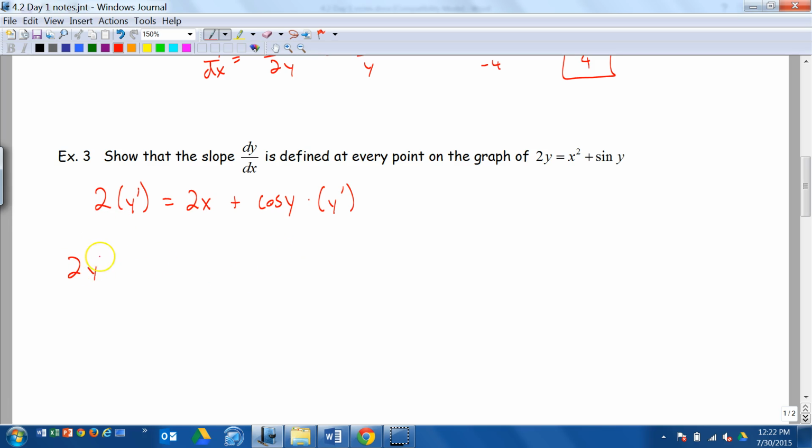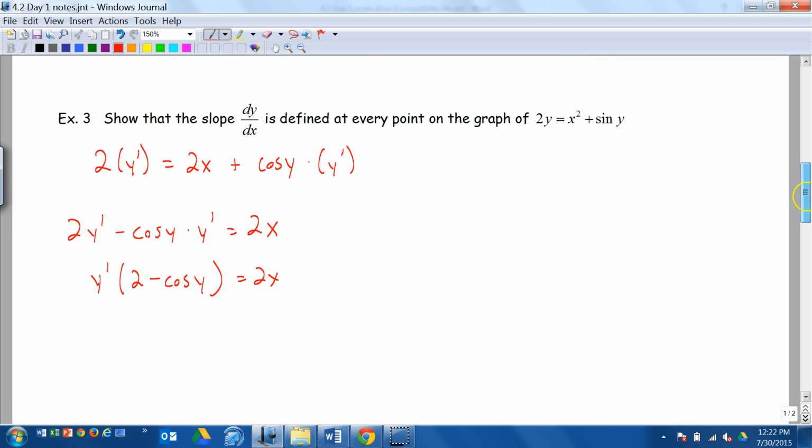So I have 2y prime minus cosine y times y prime equals 2x. The reason why we move them over is now we can factor out the y prime and have it as a single piece. And so we can then solve for the slope, which is y prime, is 2x over 2 minus cosine of y. The question is, show that this is defined.